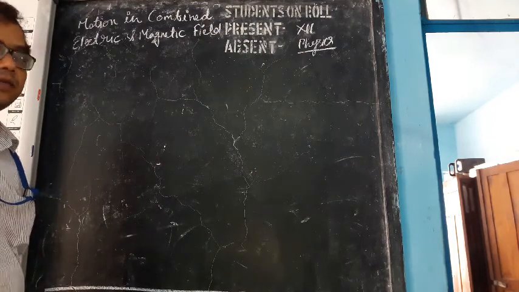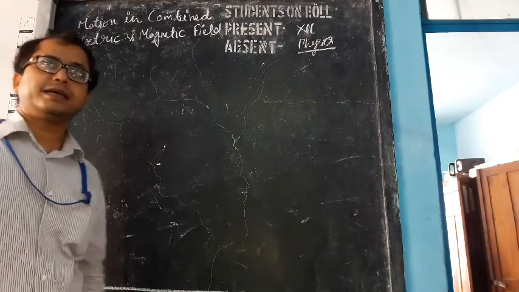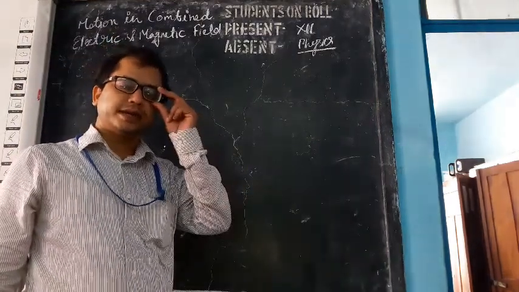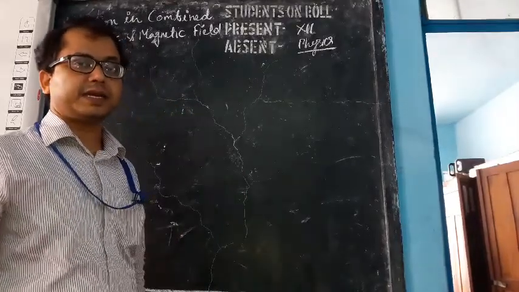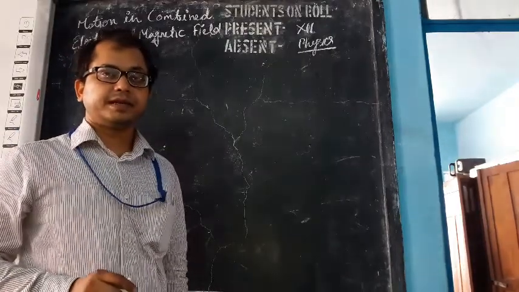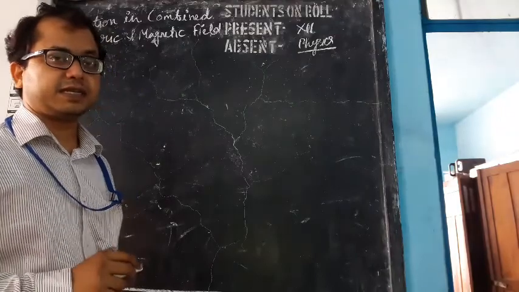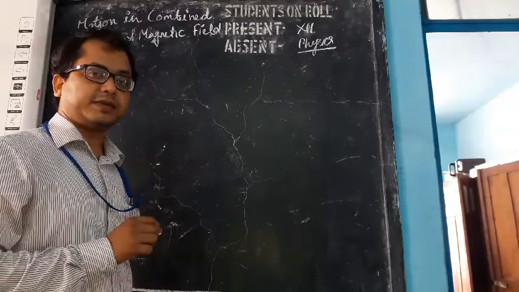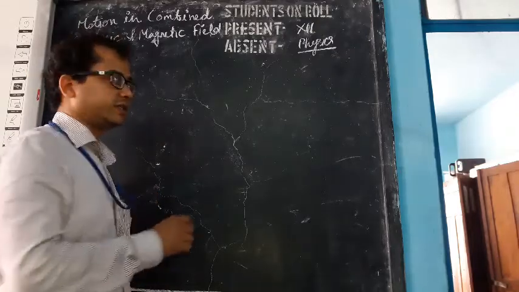Today we will study the motion in combined electric and magnetic field. You already know about the electric and magnetic field. So let us see what will happen if a charged particle is moving in electric and magnetic field. But here is one condition we will take: the charged particle is perpendicular to the electric field and magnetic field, and the electric and magnetic field are also perpendicular to each other.